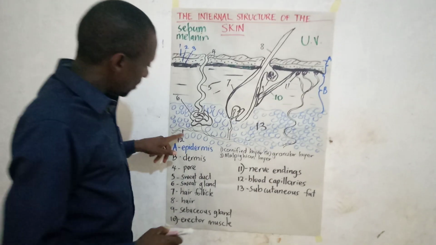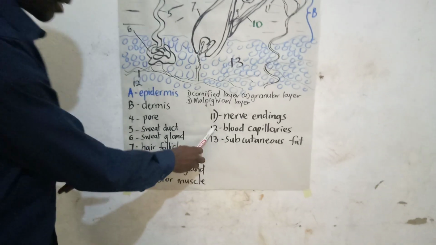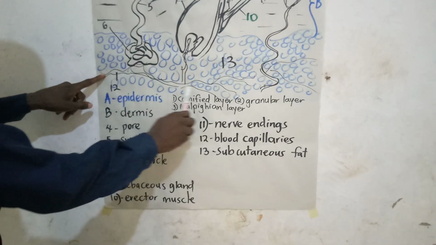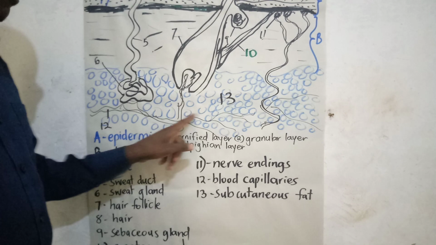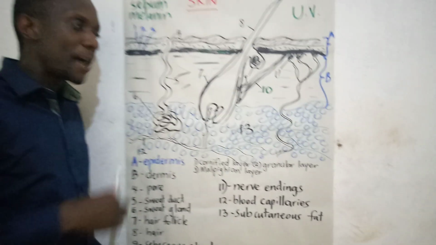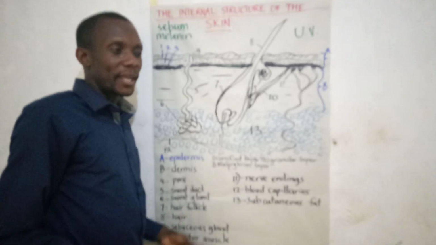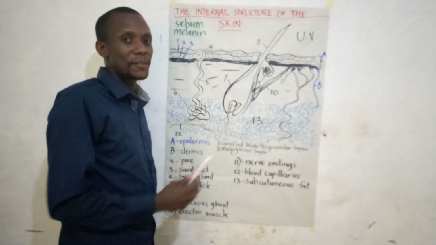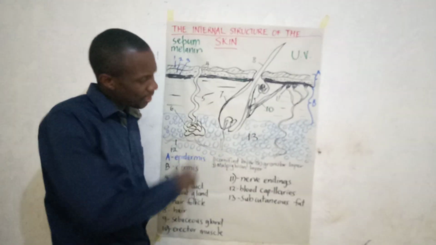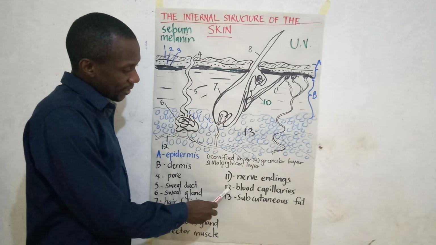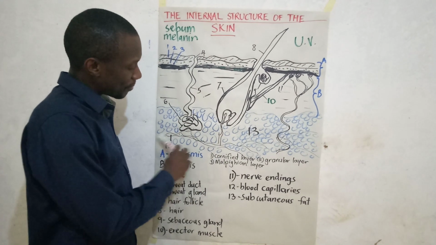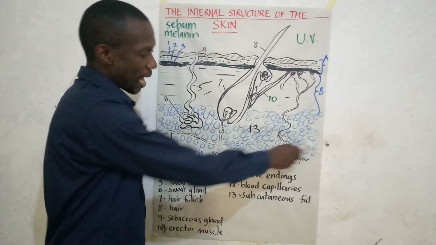Then the skin has got blood capillaries, which are denoted using number 12. It has got blood capillaries that are running underneath. What is the function of the blood capillaries? The blood capillaries supply the skin with blood, which is containing food and oxygen, so that respiration can take place in your skin.